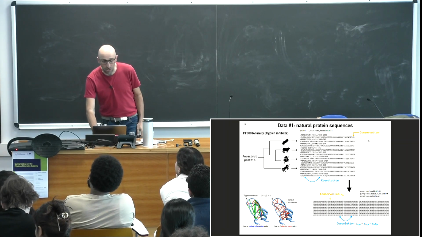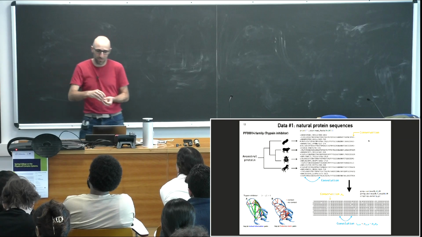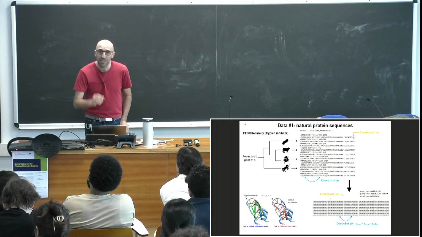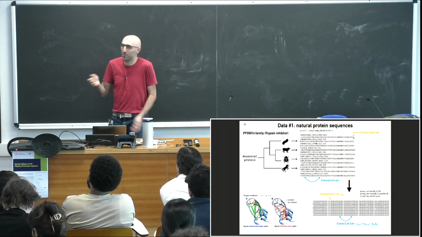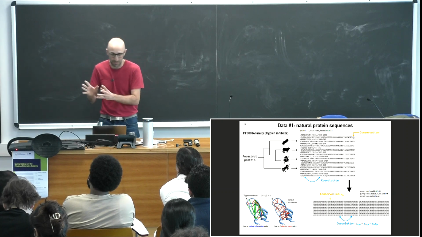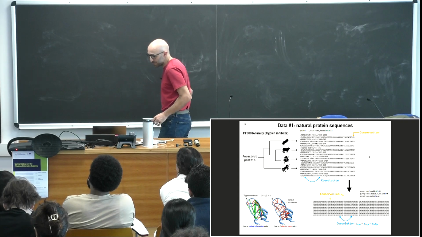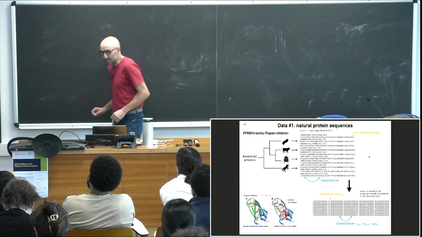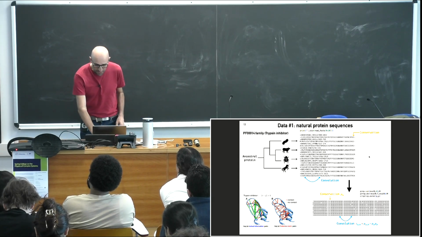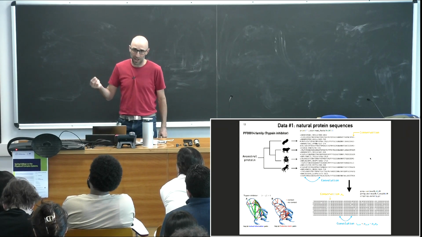So this is typically called conservation, which means that on a certain site along the sequence, there is very often one amino acid or two amino acids or a few amino acids that are present. So to study conservation, what you can do is to compute the frequencies of amino acids at each site.